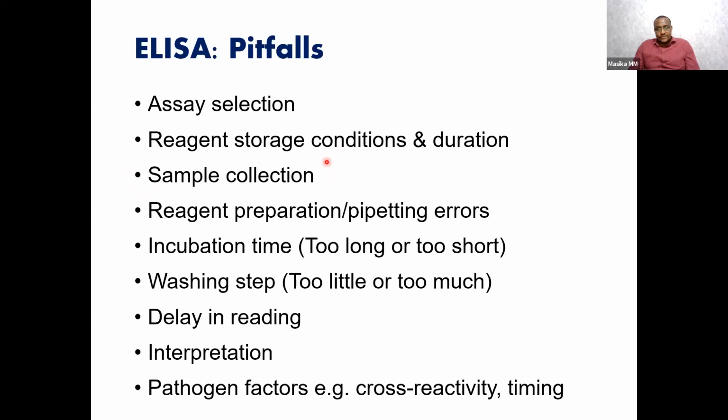Sample collection might also go wrong if you use the wrong container, like I showed you what to use. If the sample collection was bad, then you might have issues. A good example is when you have lysis. If you have hemolysis, you'll have a lot of background. So you may have very high optical densities, yet the sample is negative.